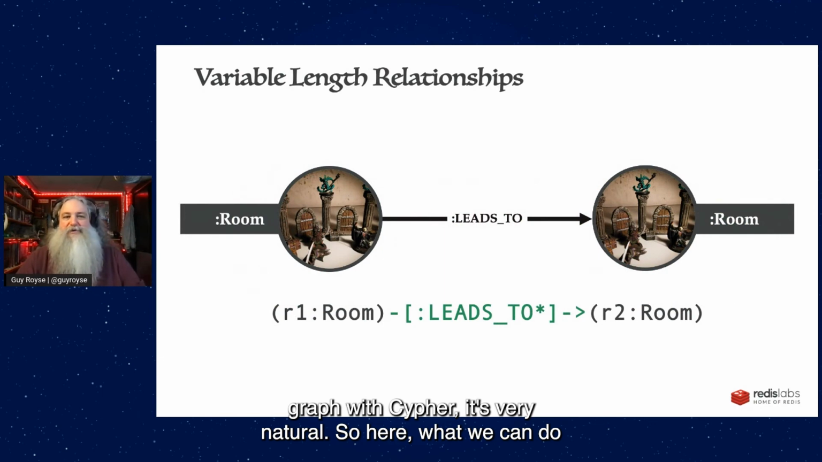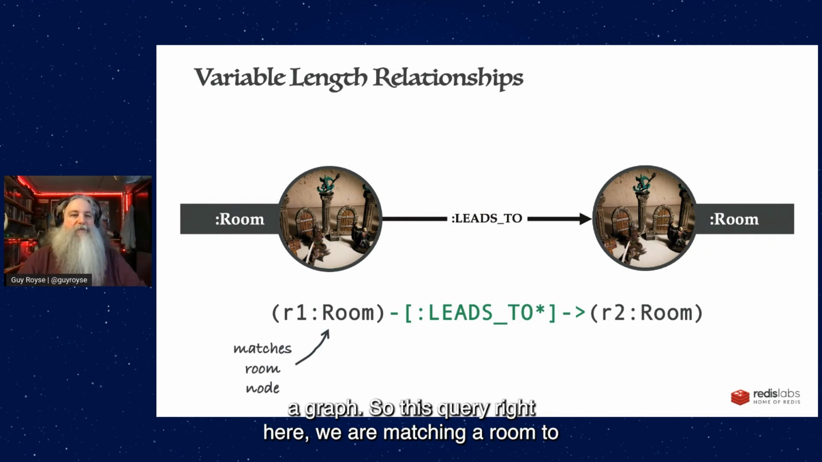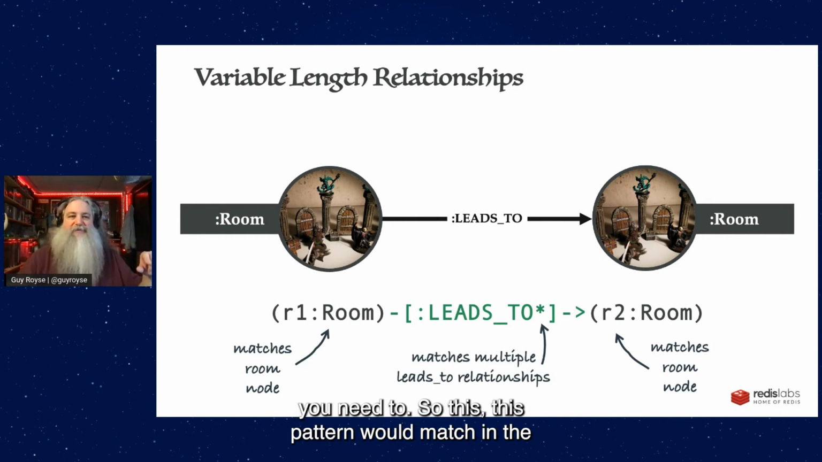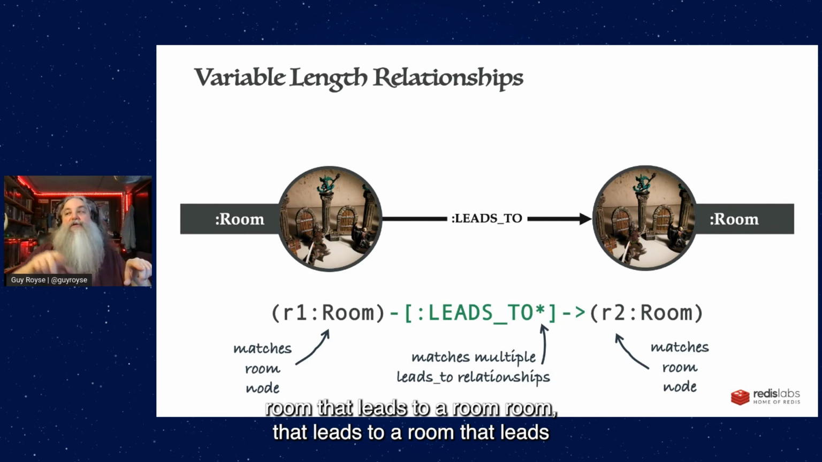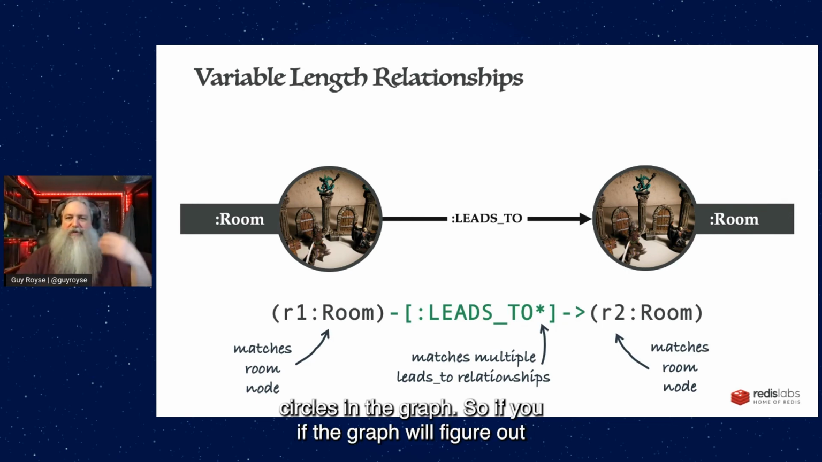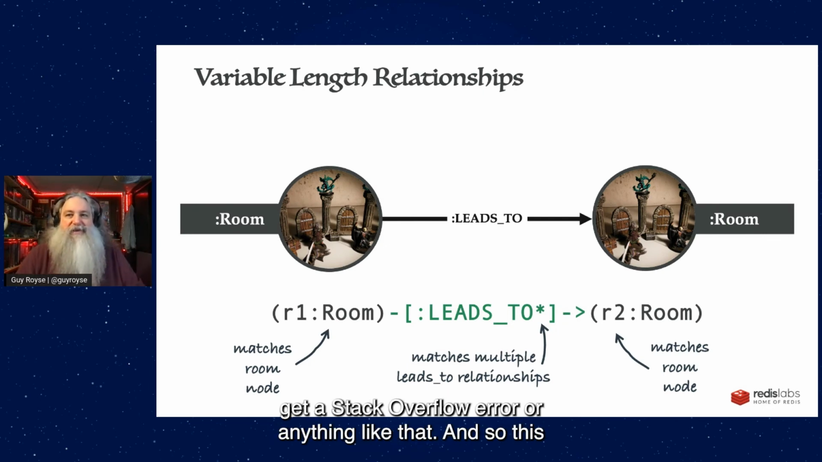Here, we can create matchers that match arbitrarily long paths in a graph. In this query right here, we're matching a room to a room, and that little star there means hop as many times as you need to. So this pattern would match in the graph a room connected to a room that leads to a room that leads to a room, et cetera, all the way out into the largest number that is necessary without creating circles in the graph. The graph will figure out that it's doing something circular and stop. You won't get a stack overflow error or anything like that.